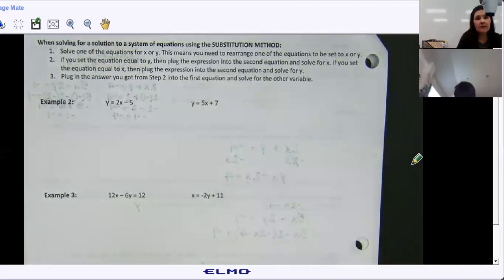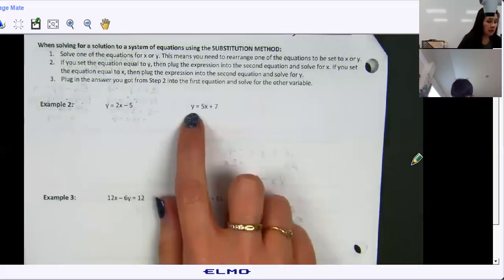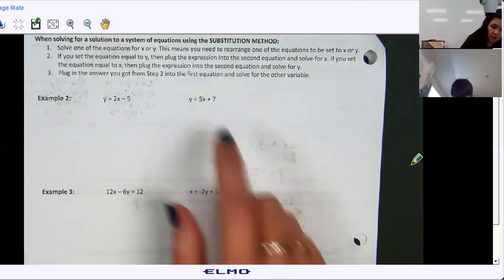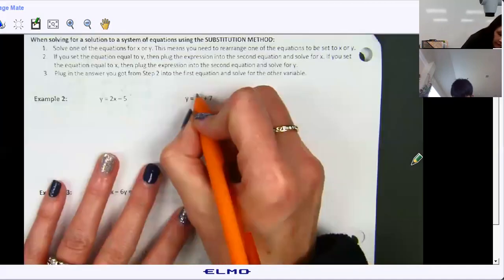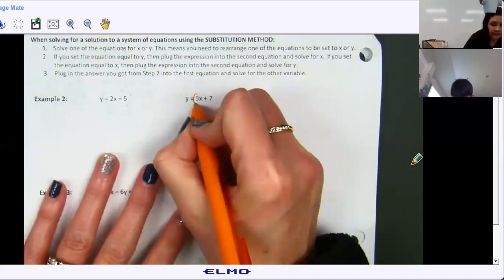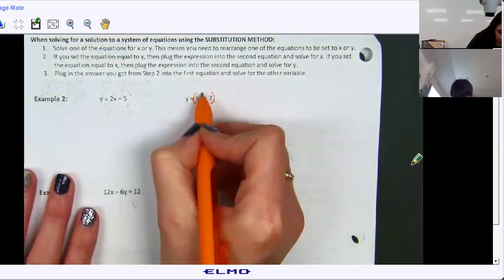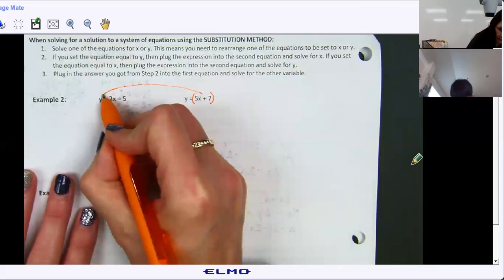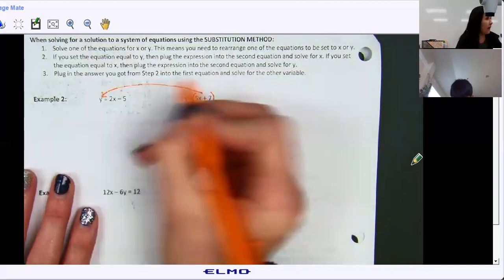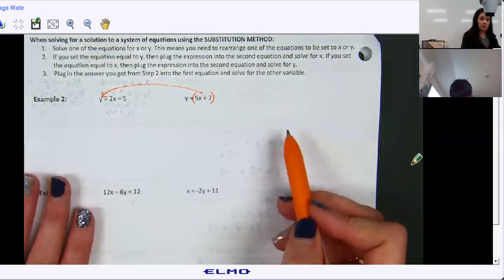Okay, so if you set the equation equal to y, then plug the expression into the second equation and solve for x. And that's what's happened here. This equation is set equal to y. So what I'm going to do is I'm going to take 5x plus 7, and since that's what y equals, I'm going to plug it into the equation here for y. Or I could have done it the other way. It doesn't matter. Okay.